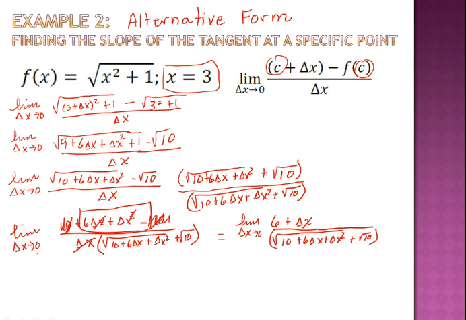So now that it's no longer a problem to plug in delta x as 0, the delta x on the top becomes 0. Our middle term inside of our radical becomes 0. Our delta x squared becomes 0. And we have 6 over 2 root 10, which we can simplify and then rationalize. And our derivative, f prime of 3, is equal to 3 root 10 over 10.